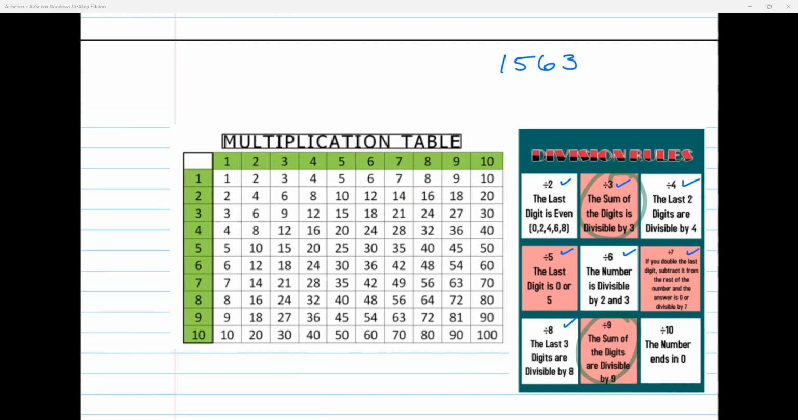1 plus 5 is 6. 6 plus 6 is 12. 12 plus 3 is 15. When I add up these digits, I get 15. Is that divisible by 9? The answer is no, therefore it's not divisible by 9.